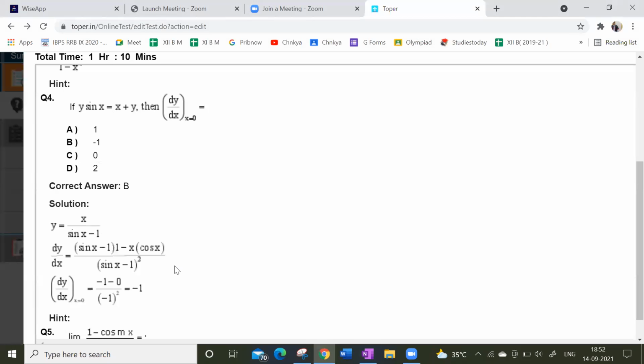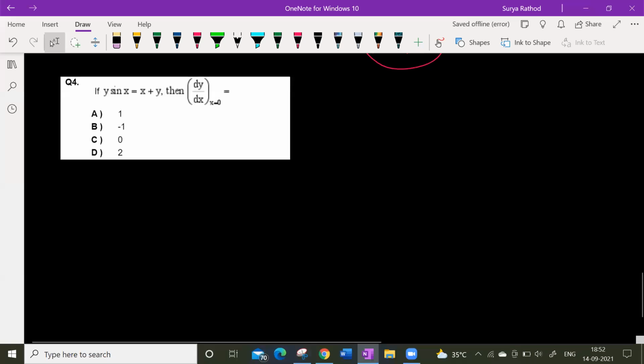At x is equal to 0, look at this here. What can I do? He's asking for dy by dx. For dy by dx, we need a function called y. If I have some function called y is equal to something, then I can just find out dy by dx easily, right? So look at this here.